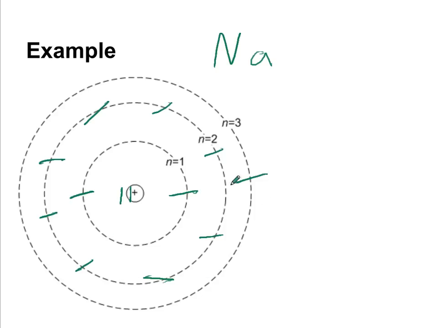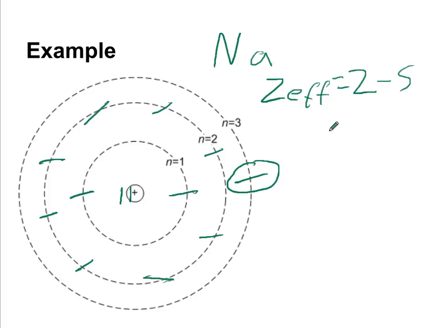To calculate the effective nuclear charge for this valence electron right here, we know that Z effective is Z minus S. In this case, Z is our atomic number, 11. And S is the shielding electrons. That would be all of these electrons between this electron we're talking about and the nucleus. So it's 2 plus 8 on this second energy level, which is 10. So 11 minus 10, our Z effective for the valence electron on the sodium atom is 1.